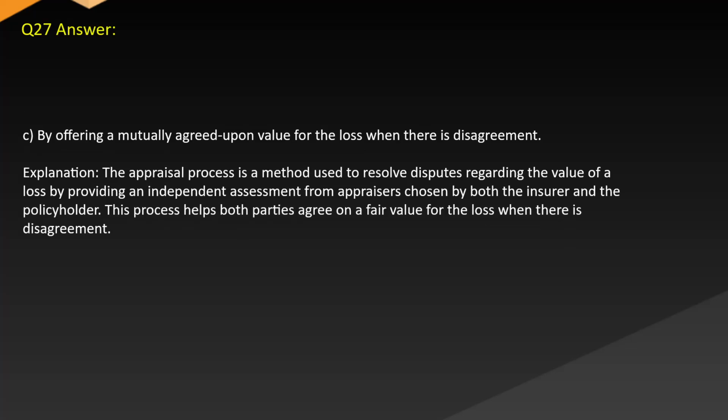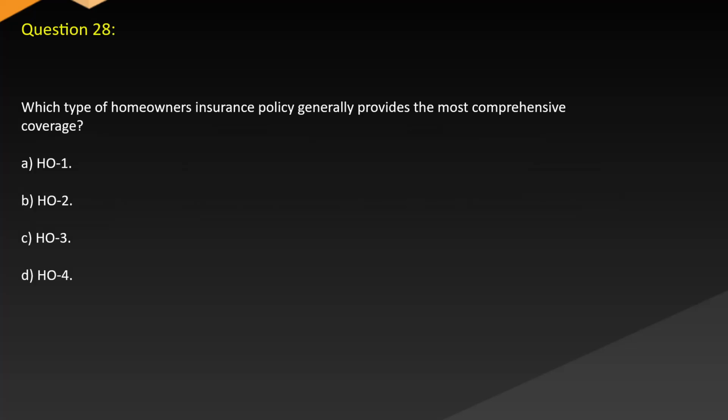Answer: C. By offering a mutually agreed upon value for the loss when there is disagreement. Explanation: the appraisal process is a method used to resolve disputes regarding the value of a loss by providing an independent assessment from appraisers chosen by both the insurer and the policyholder. This process helps both parties agree on a fair value for the loss when there is disagreement. Question 28. Which type of homeowners insurance policy generally provides the most comprehensive coverage?